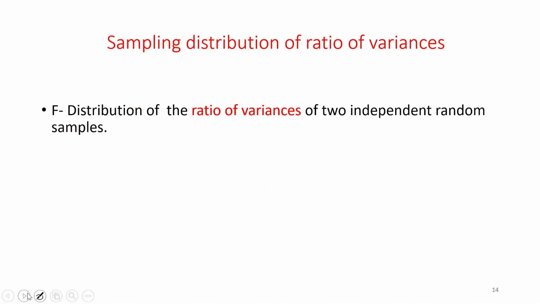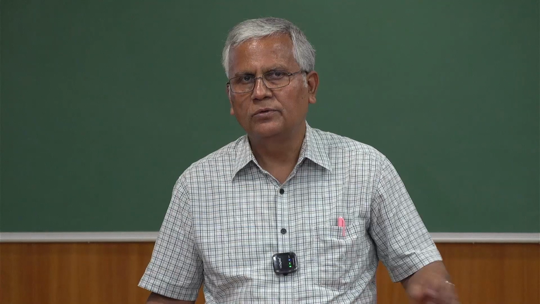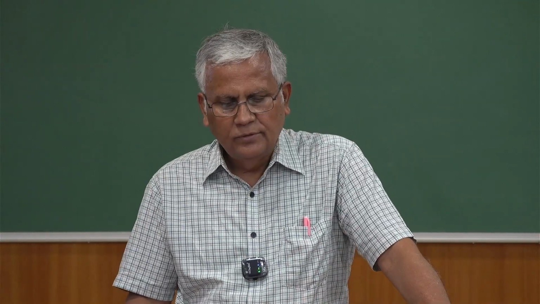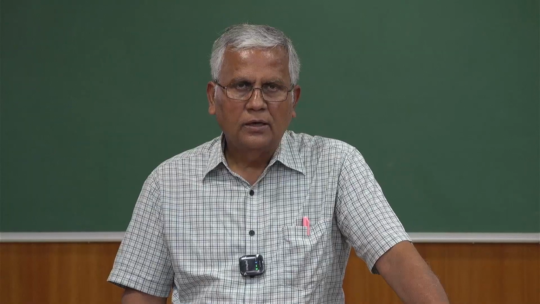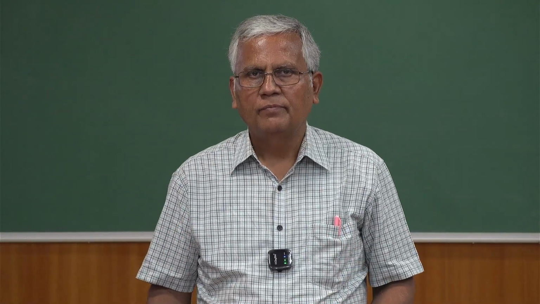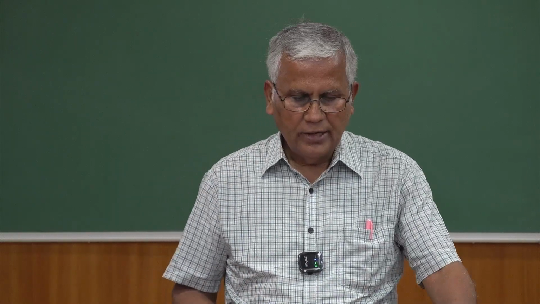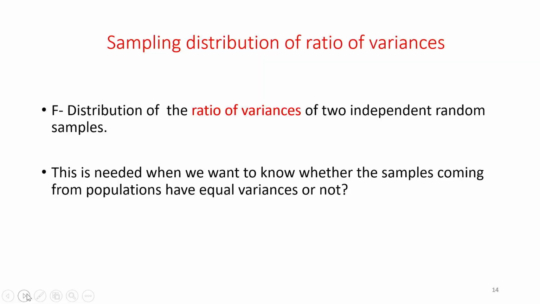Now comes the sampling distribution of the ratio of variances. This is another case. In the previous case, the variance of the population was known, which was sigma. Now sometimes we want to compare two samples, and we want to compare the ratio of their variances. The F distribution is a distribution which will be helpful in this case.